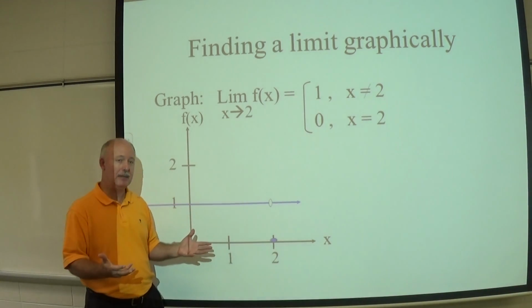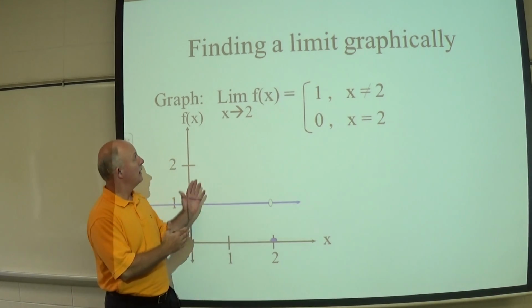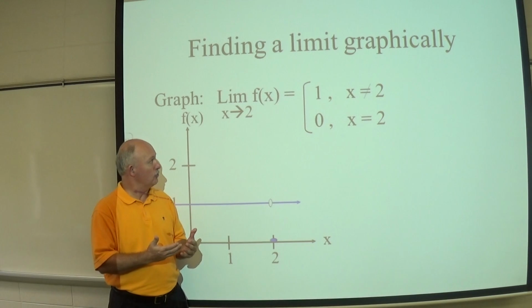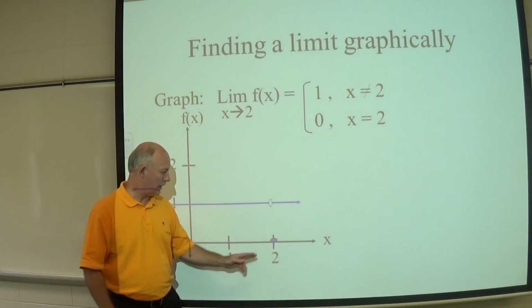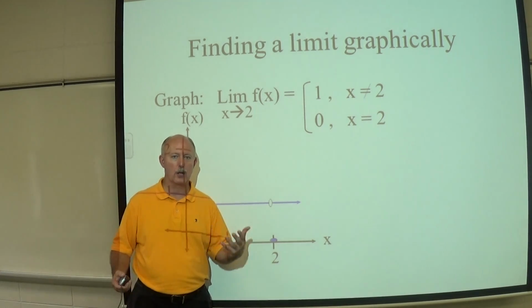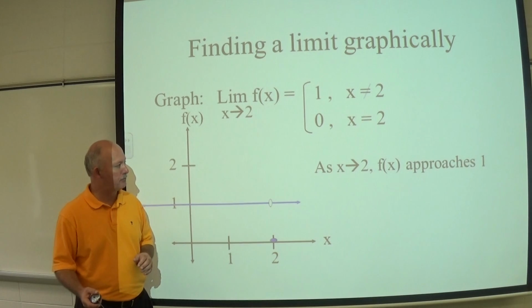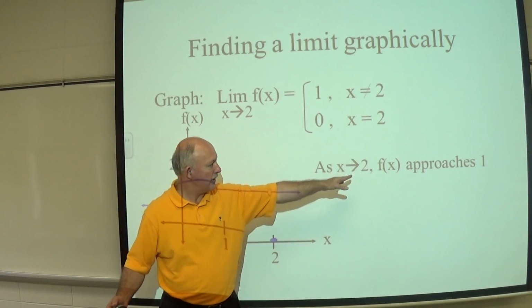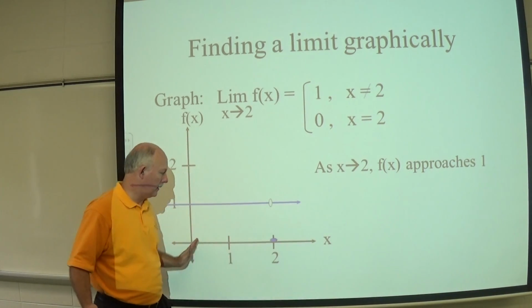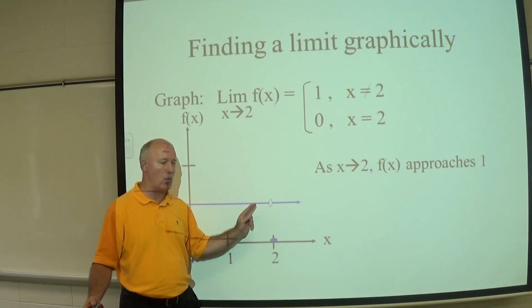So we say the limit of this particular function at x equals 2, as x approaches 2, is 1. Okay, not 0, because remember, we never actually get to the hole, we just get closer and closer. We approach 2 from the left-hand side and the right-hand side. So as x approaches 2, f of x approaches 1. From the left-hand side and the right-hand side, we never actually get to the hole.